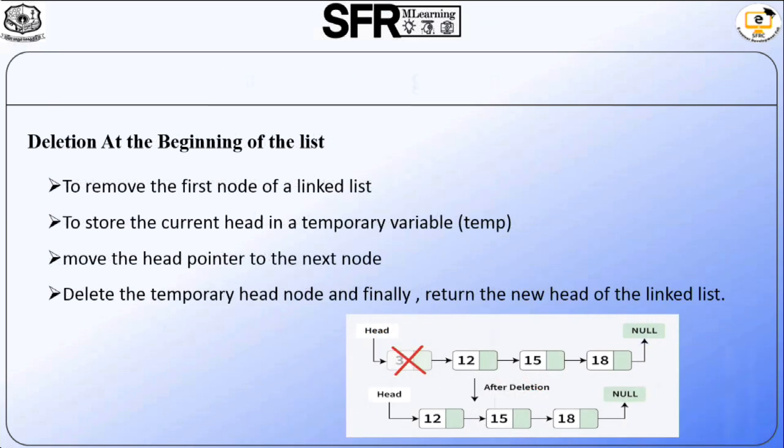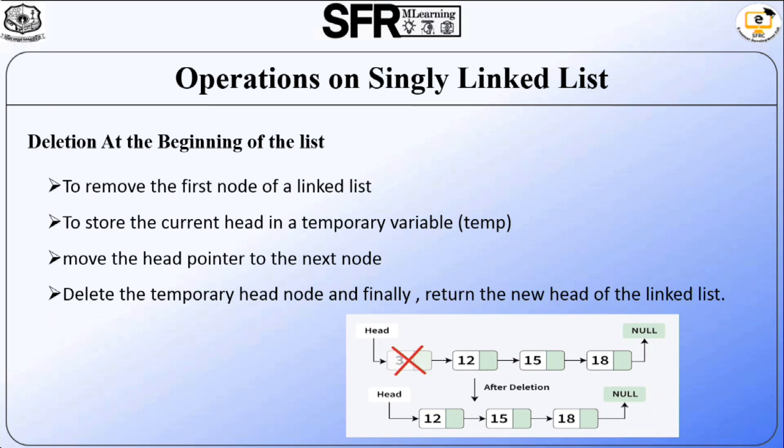Next is the deletion part. How can I delete? First, I want to delete the node at the beginning of the list. To remove the first node of the linked list, store the current head in a temporary variable named temp. Move the head pointer to the next node. Finally, delete the temporary node. I already said that the first node is also known as the head node. We remove the first element and redirect the head pointer to the next element. This way we delete the element.